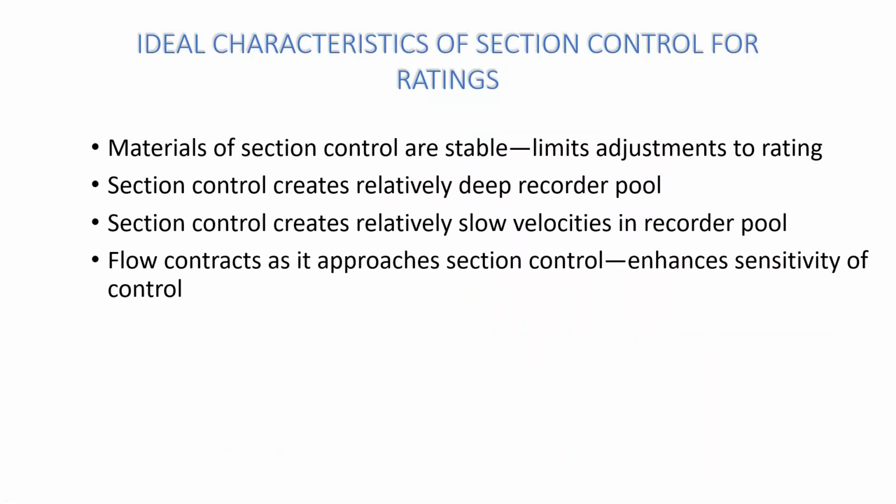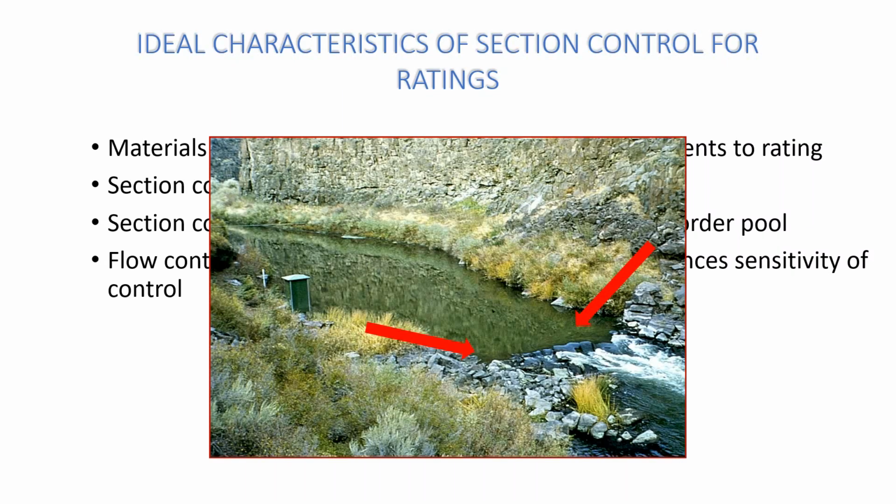The flow contracts as it approaches the section control. This enhances the sensitivity of the control. So you can see here that the wider river is contracting to a smaller area. So again, that adds to the flow coming down, reacting with the stage, far more sensitive.